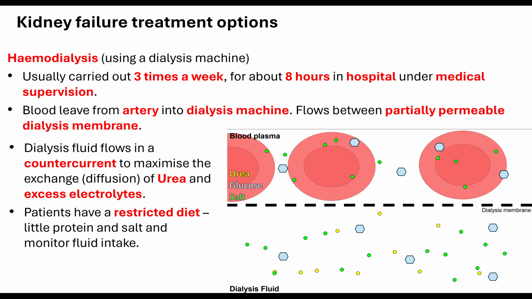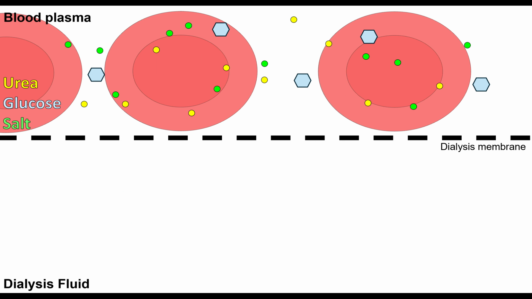Now, if a patient is going through hemodialysis, they need to have a very restricted diet. Because of deamination, as I discussed before, they need to ensure they're not taking in too much excess amino acids in their protein intake. So they need to have little protein, and also they need to be careful of the salts and monitor their fluid intake, because remember, it's about that osmotic potential.